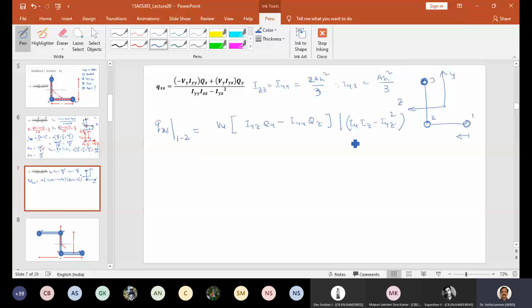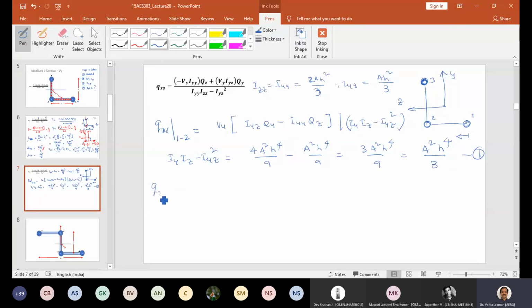Okay, so you can do these calculations. Can you tell me this? This Iyy Izz minus Iyz whole squared, I'll write it here, is nothing but 4A squared H to the power 4 by 9 minus A squared H to the power 4 by 9, which is simply 3A squared H to the power 4 by 9. That is going to come as A squared H to the power 4 by 3. Simple. That's it.